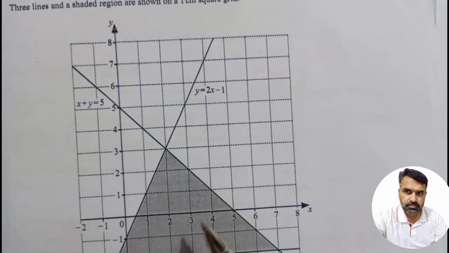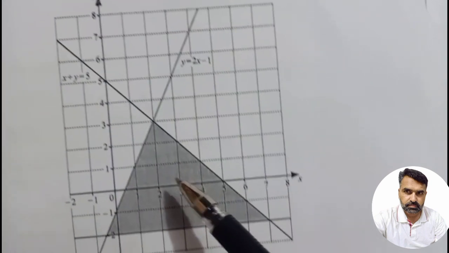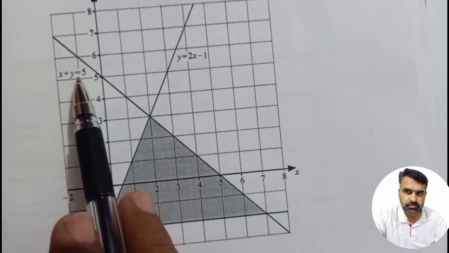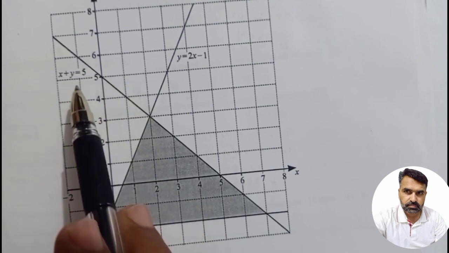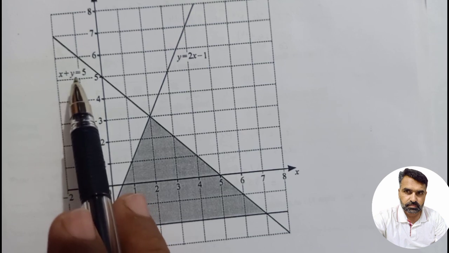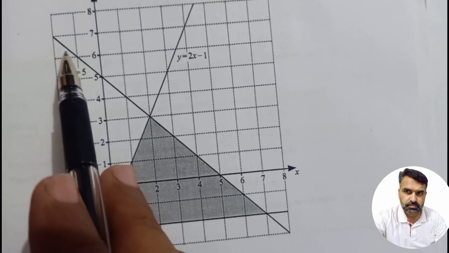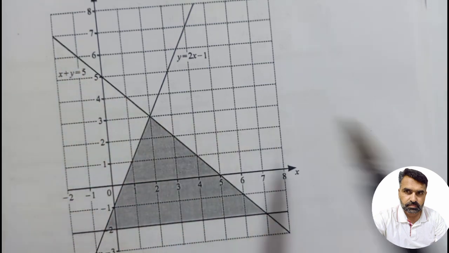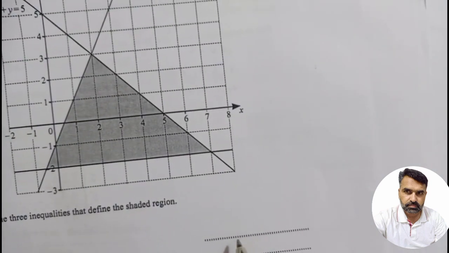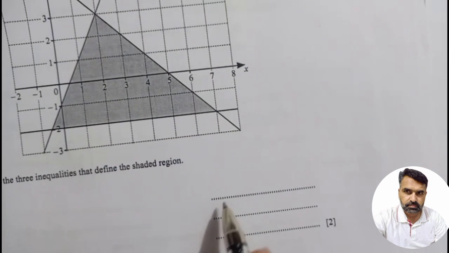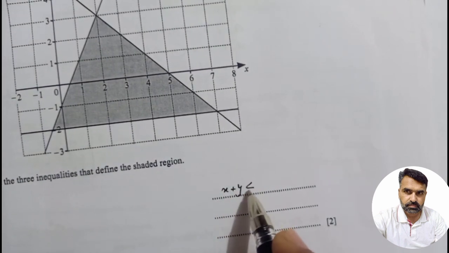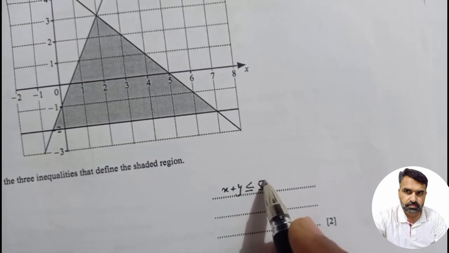And if we look at the shaded region, it is downside of the line x plus y is equal to 5, so it will be x plus y is less than or equal to 5, because this line is a complete line, it is not a dotted line. So the first inequality is x plus y is less than or equal to 5.